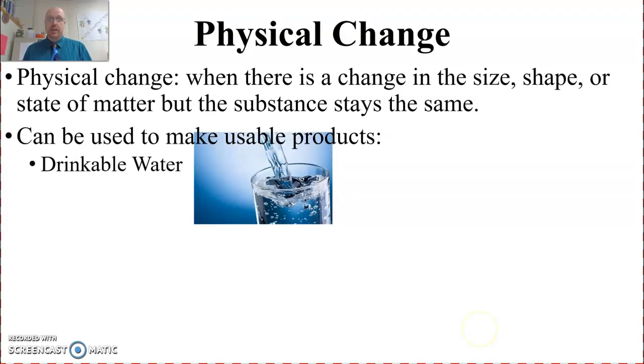For instance, drinkable water. We can boil the water to remove impurities, and then once it's a vapor, we condense it back into water, and then it's very pure.